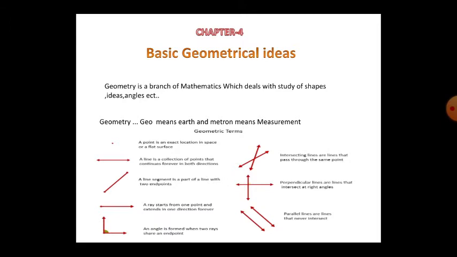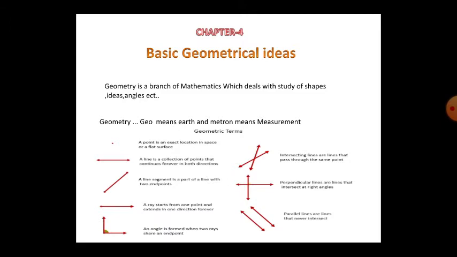In geometry, some basic terms are there that you have to learn. In this chapter we are going to learn what we mean by point, line, line segment, ray, angle, intersecting lines, perpendicular lines, and parallel lines. These are the basic terms, basic ideas which you have to learn.